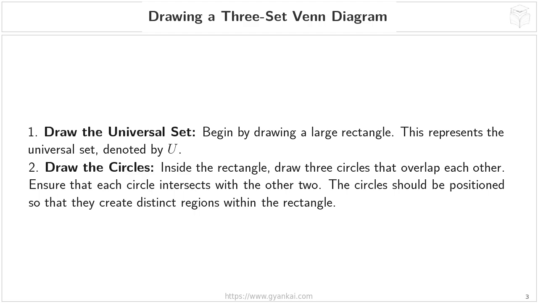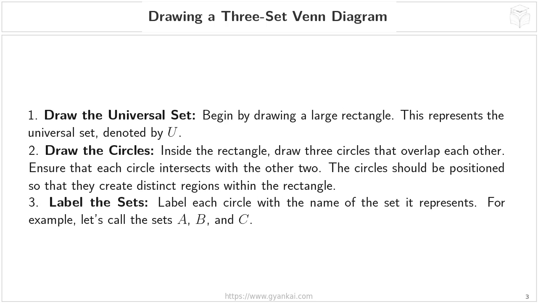Next, draw the circles. Inside that rectangle, we need to draw 3 circles. Now, here's the key. These circles must overlap each other. Each circle should intersect with the other 2. Imagine them kind of weaving in and out. The goal is to create distinct regions within the rectangle. We need to be able to clearly see where the circles overlap and where they don't. Don't just draw them randomly. Think about how the overlaps will divide the space.